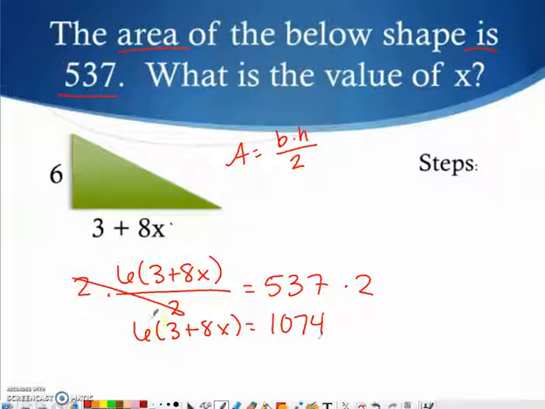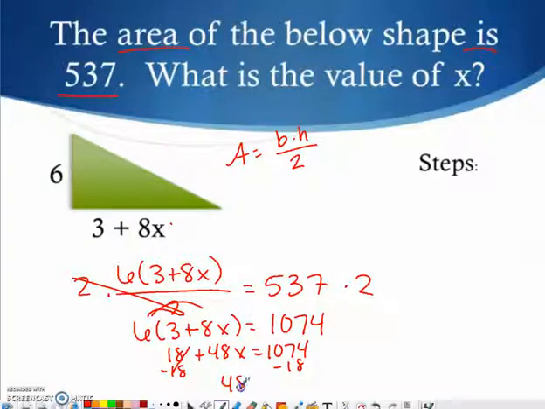So I can't really scroll down a little bit. 6 times 3 is 18. Good. 6 times 8, 48x, equals 1,074. And then I would subtract my 18. Am I getting down to the end here? 48x equals 1,074 minus 18, and you get 1,056. And then I divide it by 48, and I got x equals 22.